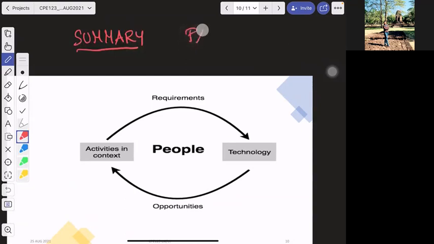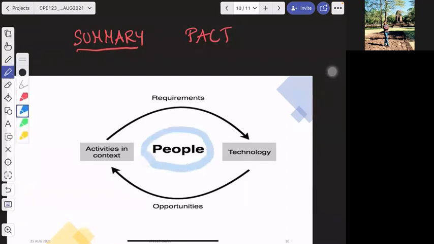the PACT. So you have the people in the middle. It's called user-centric design.